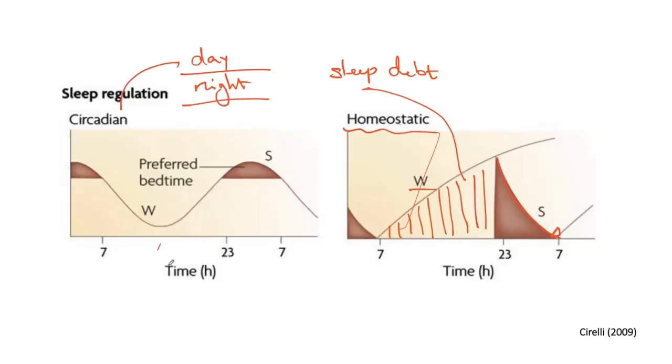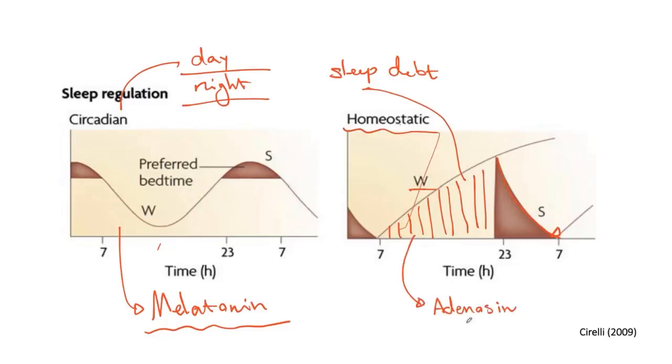And it seems that these two mechanisms are controlled by two completely different neural and chemical pathways. It seems that this circadian mechanism is controlled by what we call melatonin. Melatonin is a hormone that is produced inside a gland in the brain. We'll talk about that; we call it the pineal gland. And this specific hormone makes what we call the circadian rhythm. But the homeostatic mechanism seems to be related to what we call adenosine.